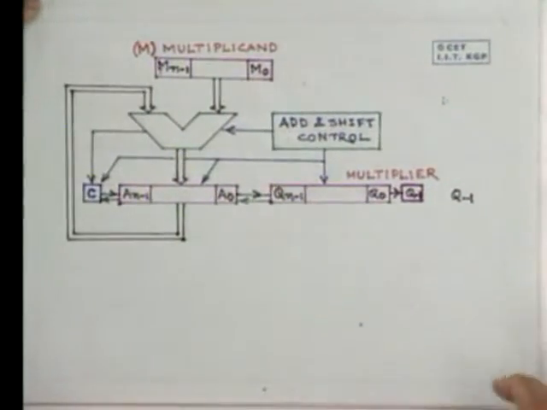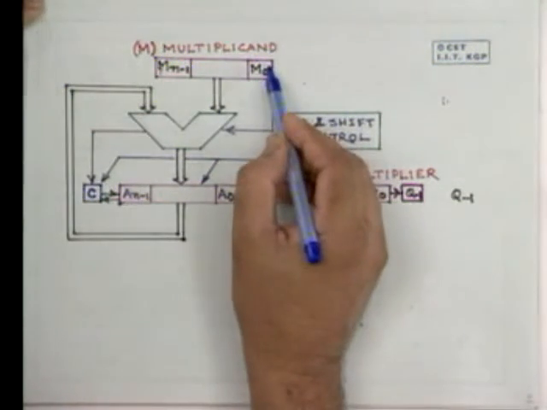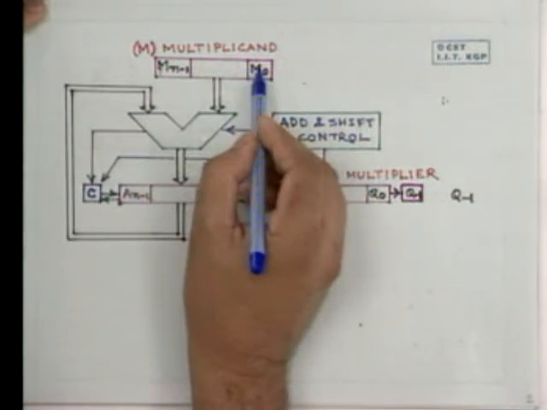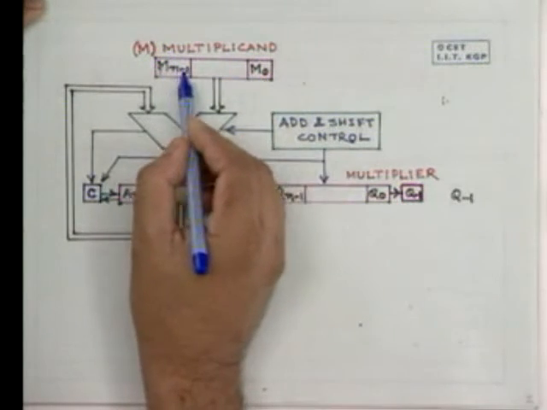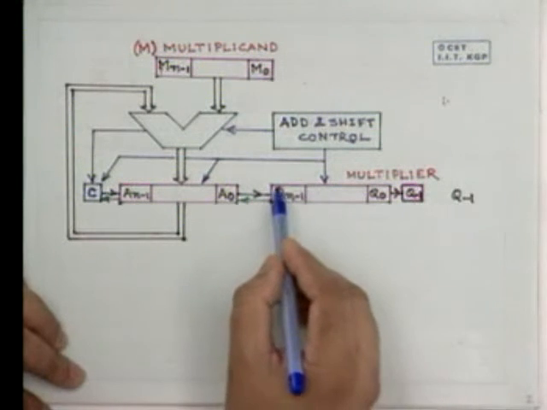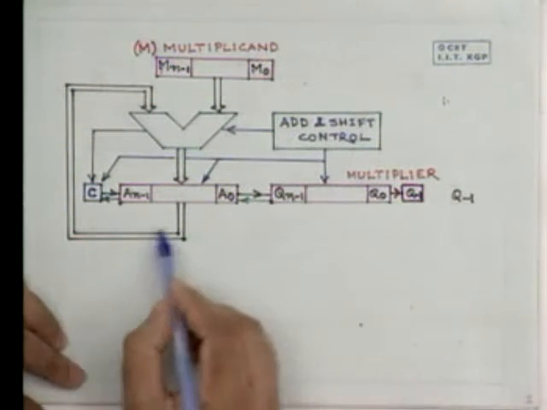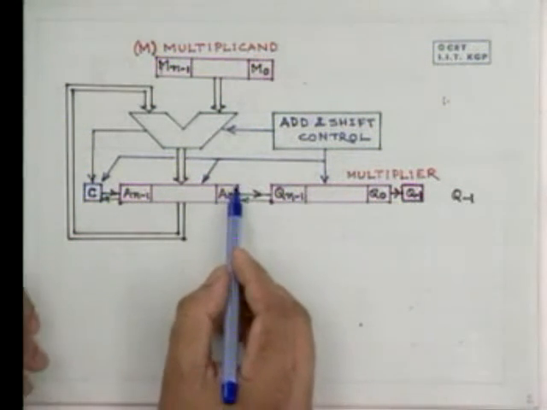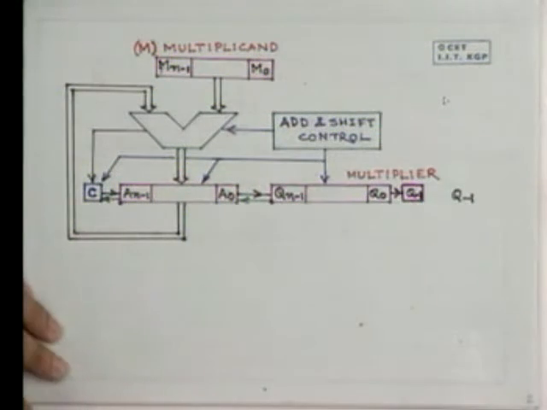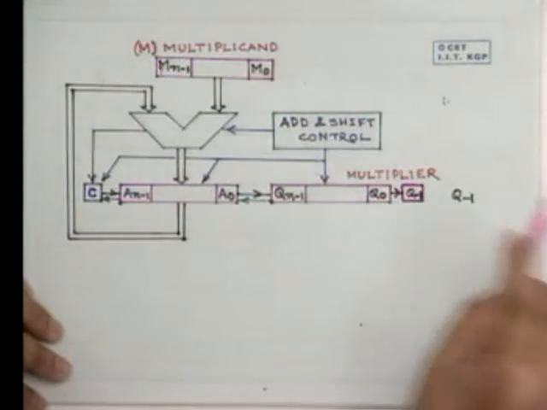The basic hardware can be thought of like this: you have a multiplicand register where you can put the n bit multiplicand, bits m0 to mn minus 1. You have a multiplier register. This is our multiplier register. This is also an n bit register. This is what we can call an accumulator, an auxiliary register that we keep here. That is also an n bit register.